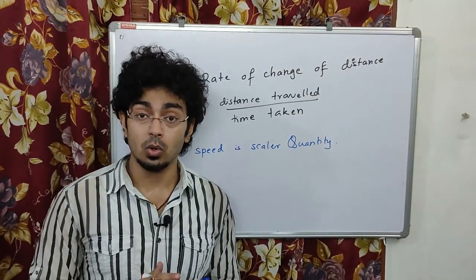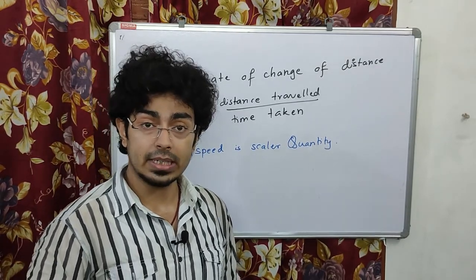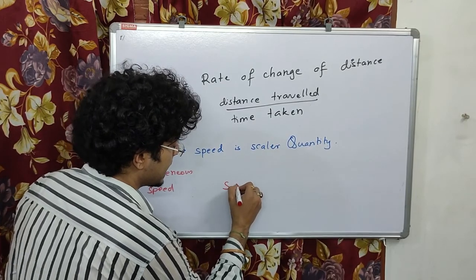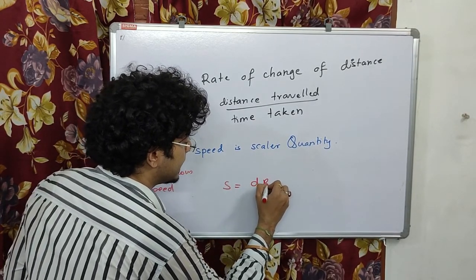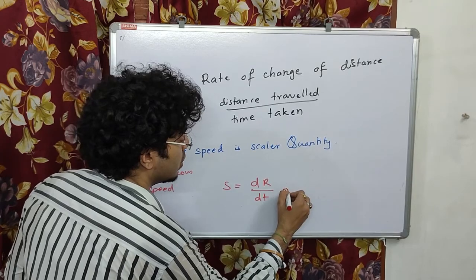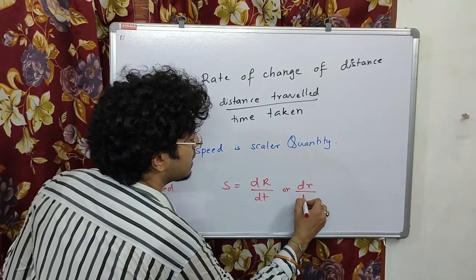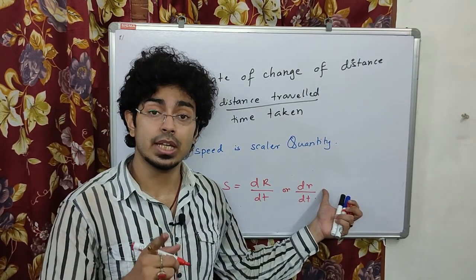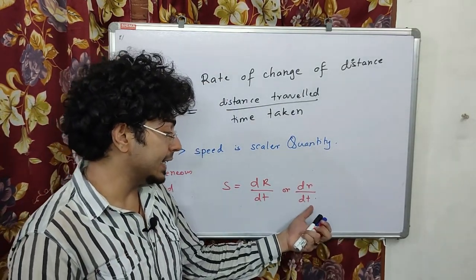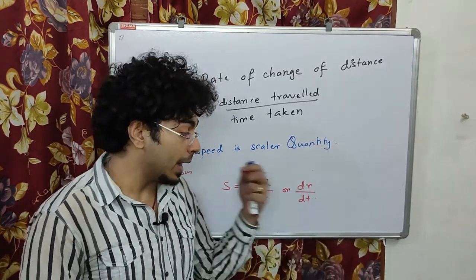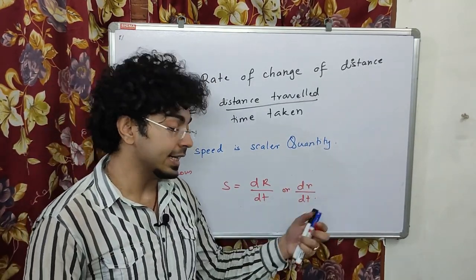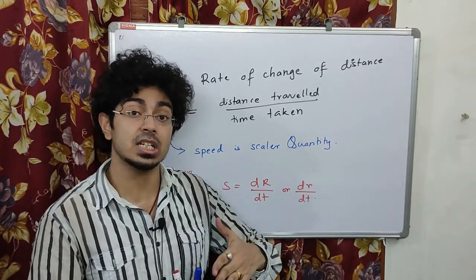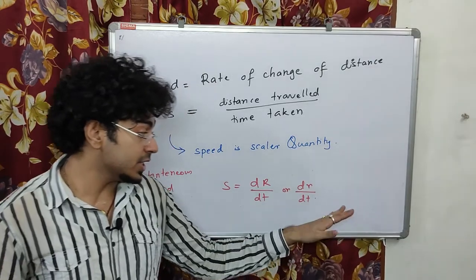Now we are going to talk about instantaneous speed. What is instantaneous speed? Instantaneous speed can be written as s equals dr by dt. What is dr here? dr is the change of distance and dt is the small interval of time. From dr by dt, it is very clear that it is how much change in distance within how much interval of time.